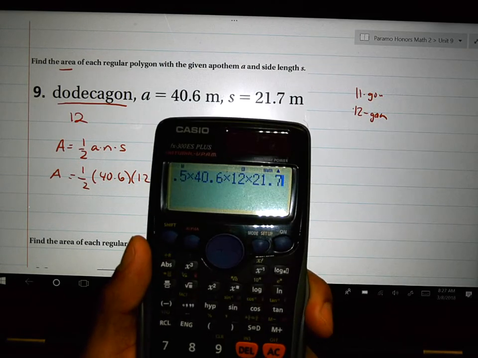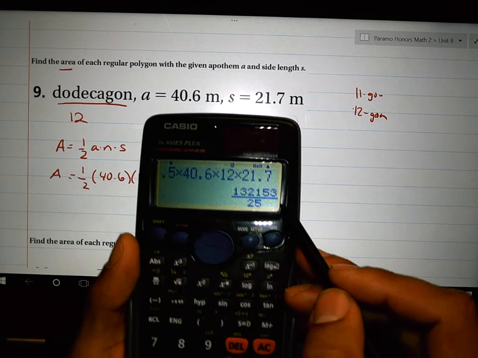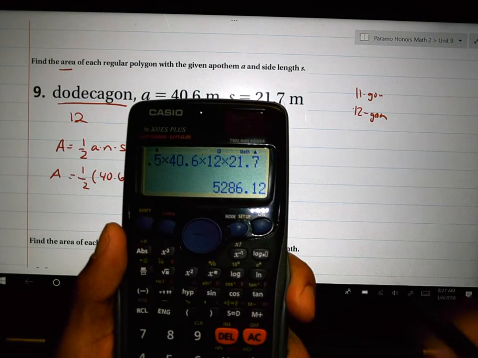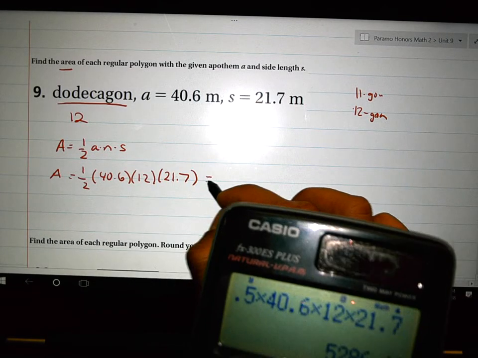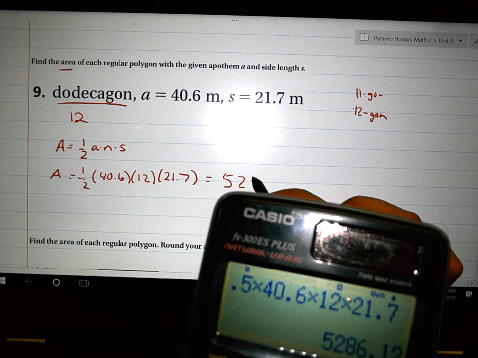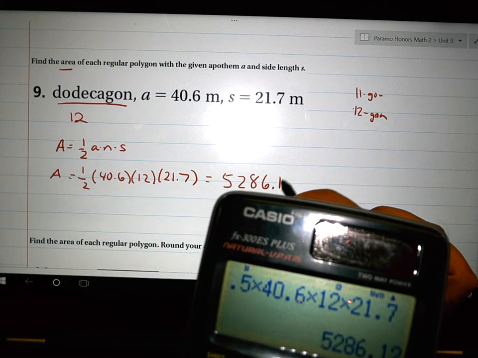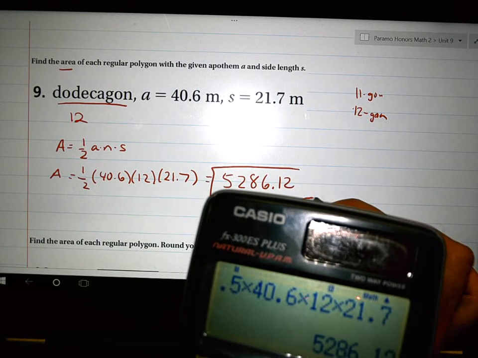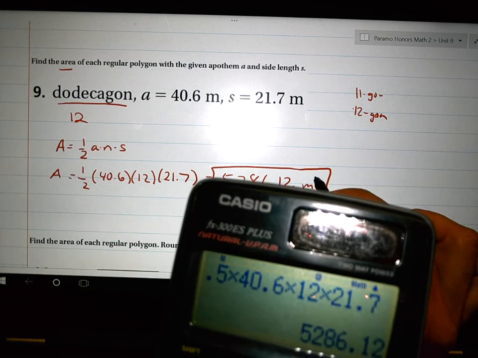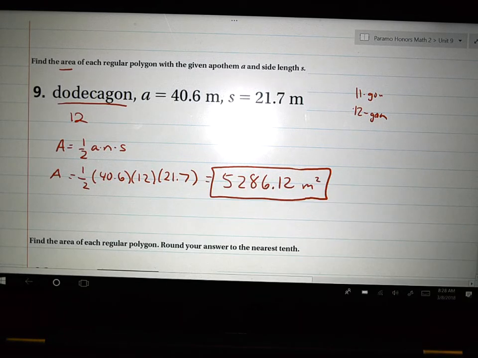Then I press equals. It gives it to you in fraction form, but you're going to switch it to a decimal. And if it doesn't say what to round to, just write the whole thing. This is area. We're going to put down meters squared for our area.